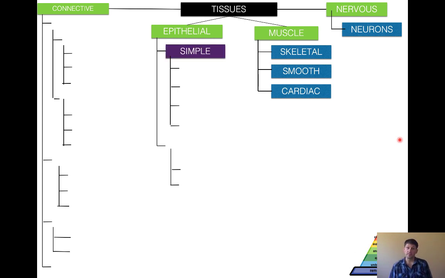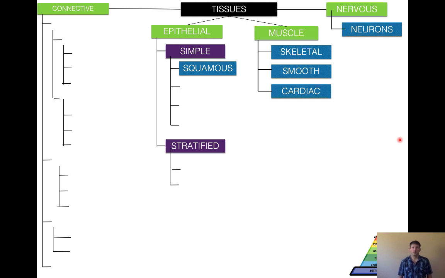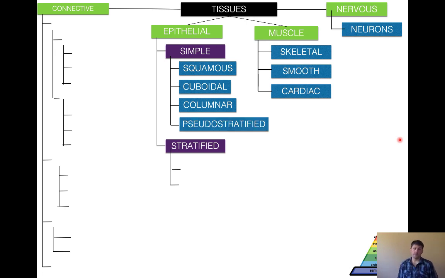Now, if we take epithelial tissue, we can divide it into simple or stratified, and we'll refresh your memories about how we do that. Hopefully those words are not unfamiliar for you. We have four types of simple, meaning one layer: squamous, short and flat; cuboidal, cube-like; columnar; and pseudostratified. Then we have stratified squamous, or multi-layered flat cells, and transitional. We'll be looking at all of those today.